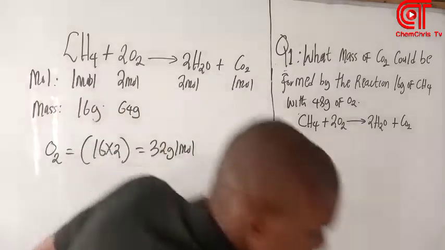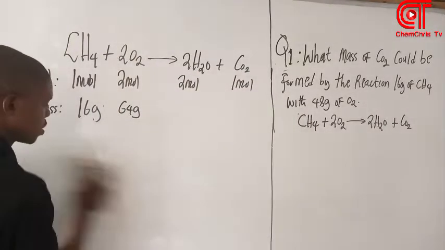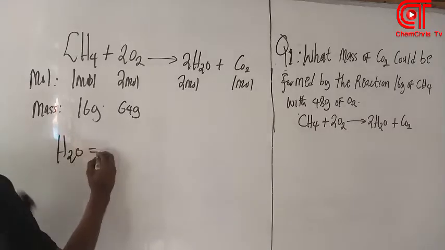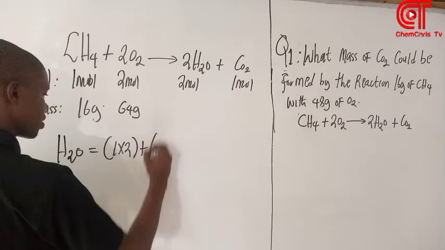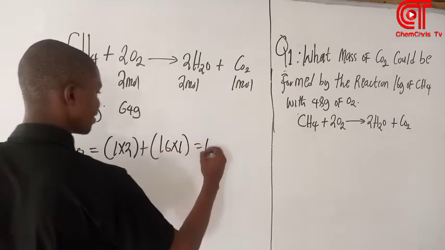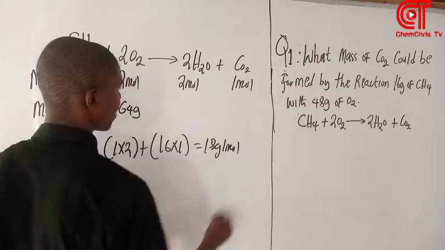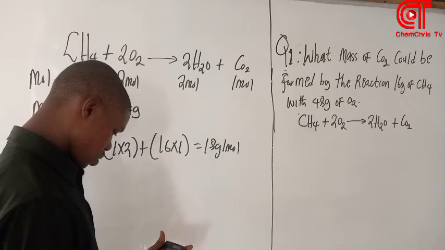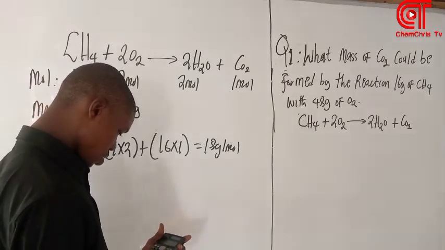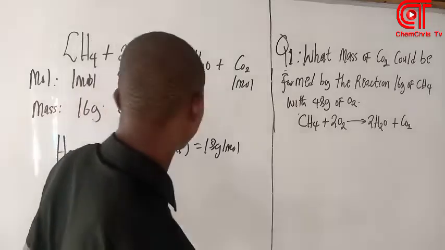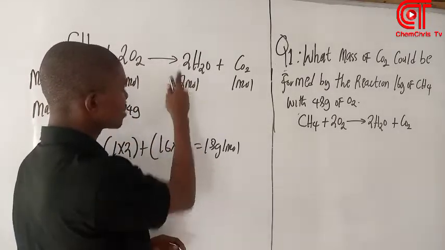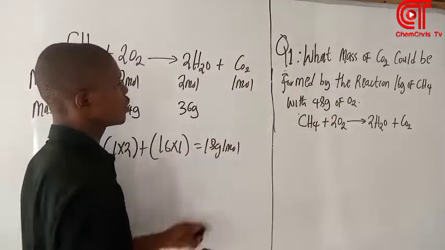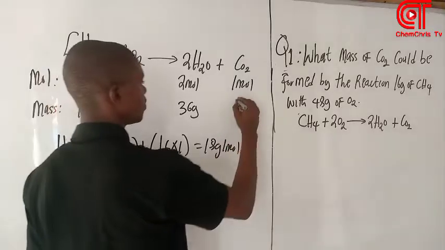The next is water, H2O, which is 1 times 2 plus 16 times 1. That gives you 18 gram per mole, right? How many moles do we have here? Here we have 2. So 18 times 2, here we have 36 gram. Then here we have CO2. CO2 is 44 gram.